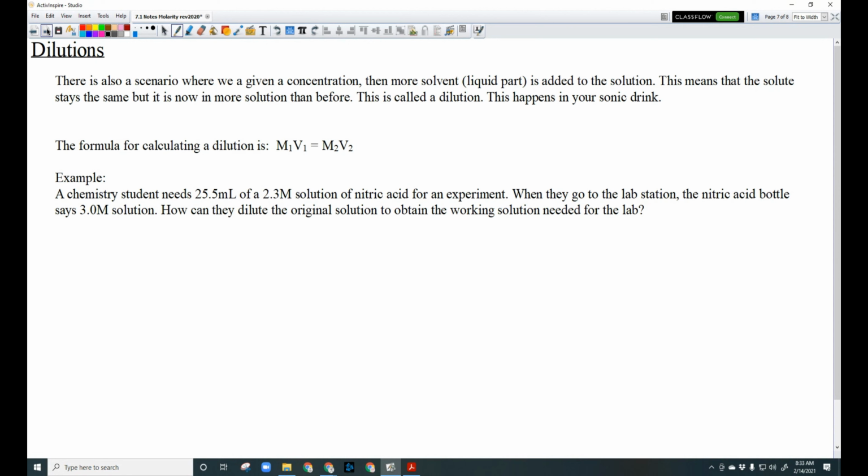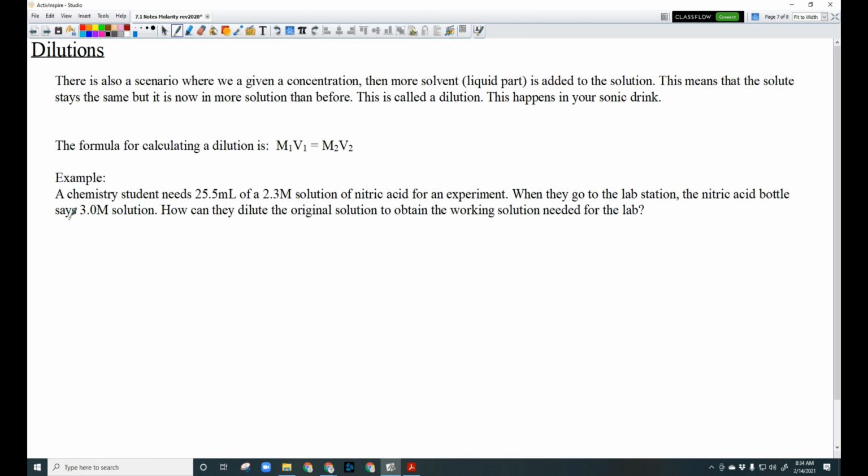And that's actually what a dilution is. There's a formula for calculating that, and it's M1V1 is equal to M2V2. We've seen these ones and twos before, and these are before and after situations or values.